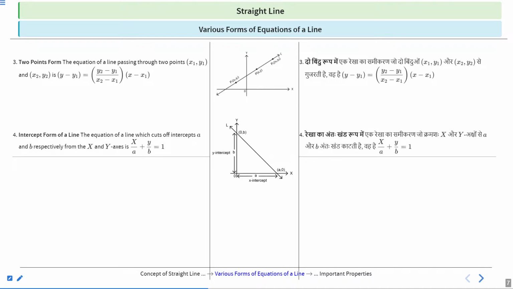So now the intercept form of a line can be written as, you can see this diagram, that a straight line L is making an intercept of A with the x-axis and an intercept of B with the y-axis, right? Therefore, the equation of a line which cuts off intercepts A and B respectively from the x and y-axis is basically x upon A plus y upon B is equal to 1, right? Got it?